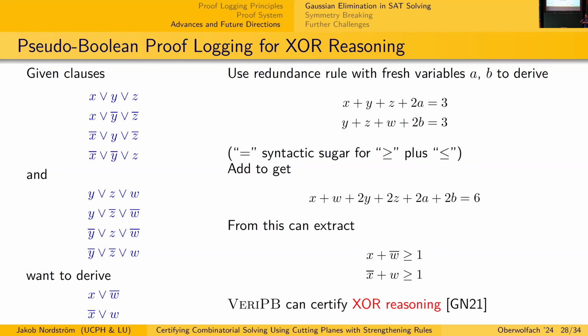So VeriPB will elaborate the proofs and ship them to CakePB, and CakePB is fully formally verified and basically is able to just add up, divide, and saturate linear inequalities. It's also able to do things like plug in substitutions and check the things that are needed to check redundancy.